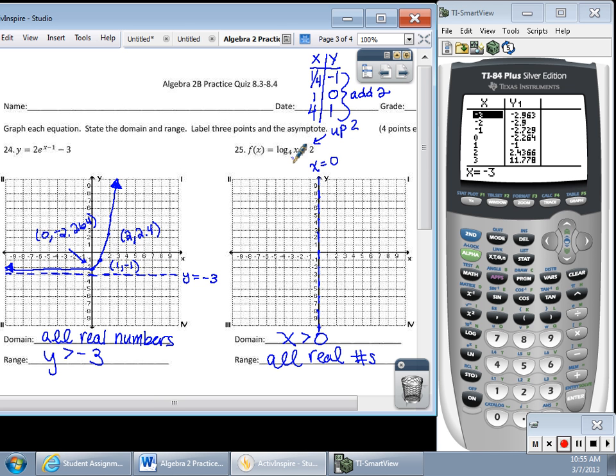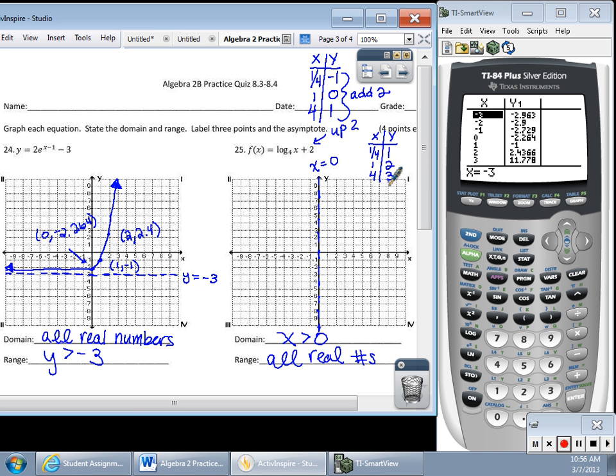If the x plus 2 was in parentheses, then I'd be subtracting 2 from x because that would have been a shift left. So any shift left or right, you're adding or subtracting x. Any shift up or down, you're adding or subtracting y. And so the new table that we get, x, y, is going to be the 1/4 doesn't change, the 1 doesn't change, the 4 doesn't change, but the -1 plus 2 is going to be +1. 0 plus 2 is 2, and 1 plus 2 is 3.